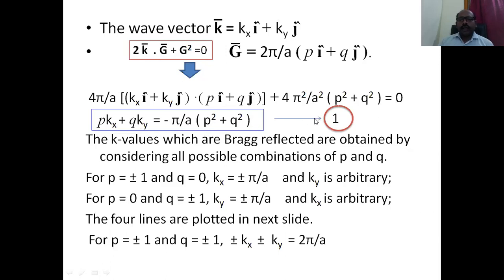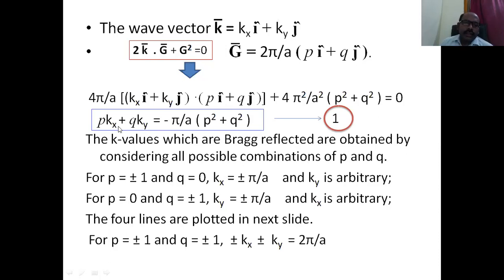I am giving this equation number 1 since it is useful for 3D also. We generalize this equation in 3D. Here we have two basis vectors, so two terms on the left side. In case of 3D, we will have three terms, the addition of three terms. The k values which are Bragg reflected are obtained by considering all possible combinations of p and q.